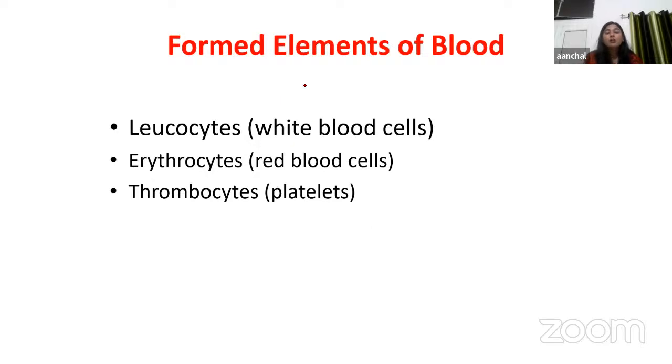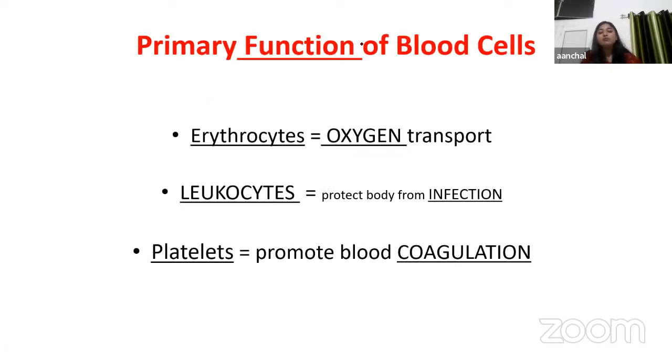So we have leukocytes, erythrocytes, and thrombocytes as formed elements. Talking about the primary function of blood, as we have discussed, the main function of erythrocytes is to transport oxygen and carbon dioxide. The main function of leukocytes is to protect the body from infection, as they provide a defense mechanism. In platelets, the main function is to promote coagulation, meaning clotting of blood.